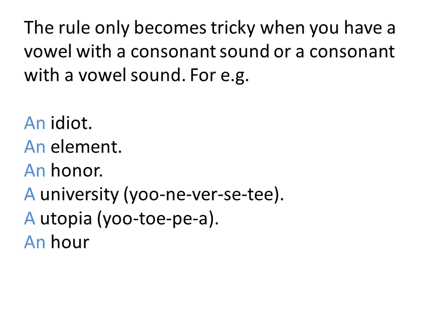Now I will tell you a golden rule again. The rule only becomes tricky when you have a vowel with a consonant sound or a consonant with a vowel sound. For example, an idiot, an element, an honor, a university, a utopia, an R. When you come across these, ignore what the first letter is and just listen to the sound that it makes. Say the word out loud: an idiot, an element. If it is beginning with a consonant sound, use a. If it is beginning with a vowel sound, use an. I hope this is clear to you.